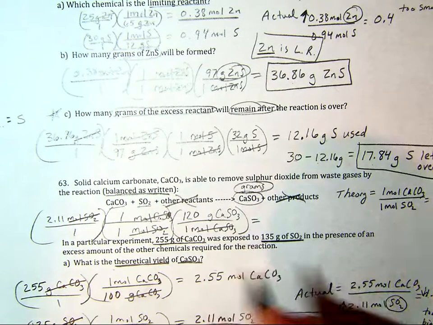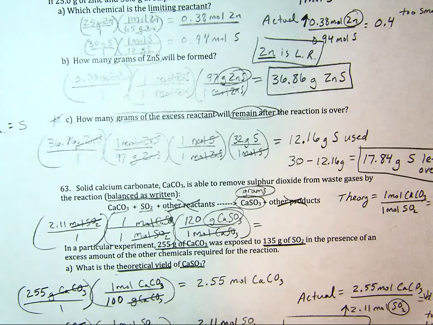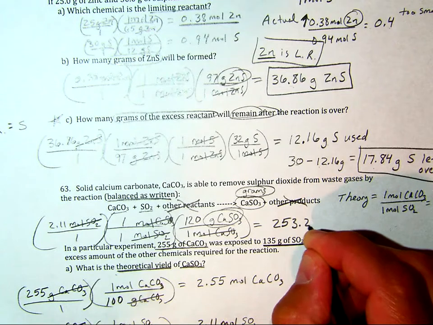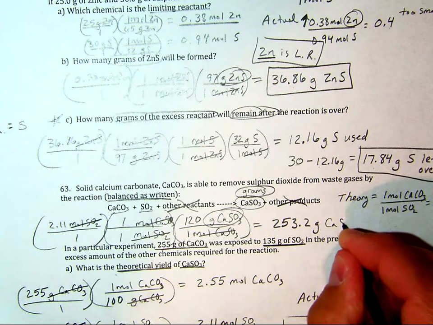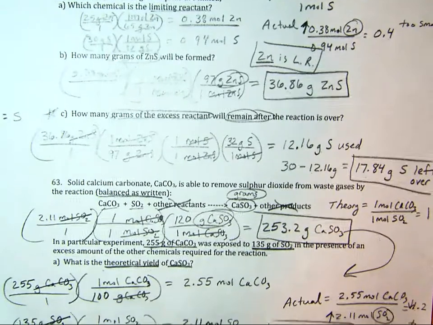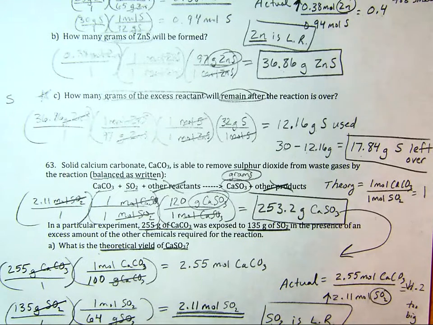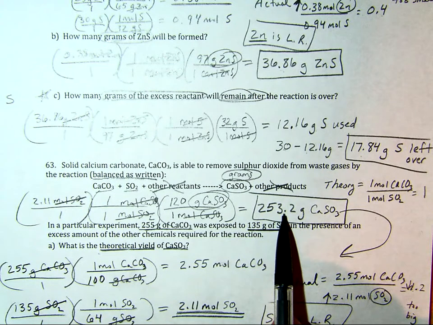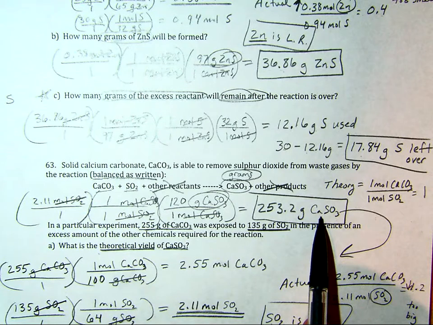My moles, everything cancels out except for my grams of calcium sulfite. So when we times that through, 2.11 times 120 is 253.2 grams. Now that is the answer for part A. So that is my theoretical yield. According to the balanced chemical equation, we should form 253.2 grams of the product, calcium sulfite.